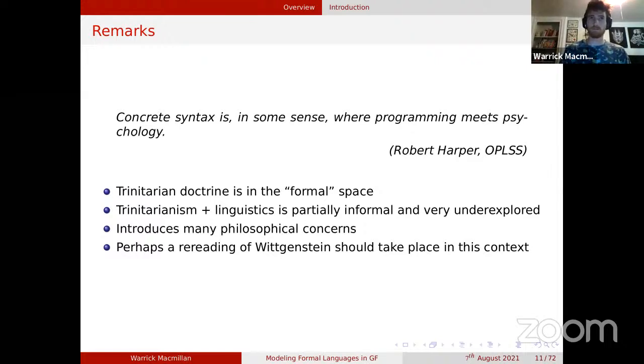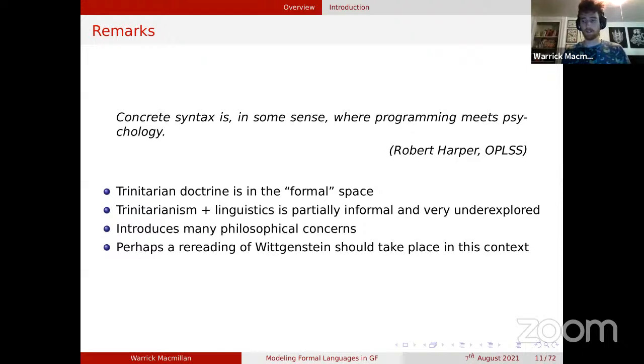So you're just constructing models of one thing, of one space and another. But you could say that the linguistics is partially informal, and it's also a lot less explored, I would claim, partially because linguistics is so much less understood in some sense than these other fields. It's very empirically based, so this introduces many philosophical concerns. This is Trinitarianism plus linguistics, or plus GF, the GF subset of linguistics that we present here.